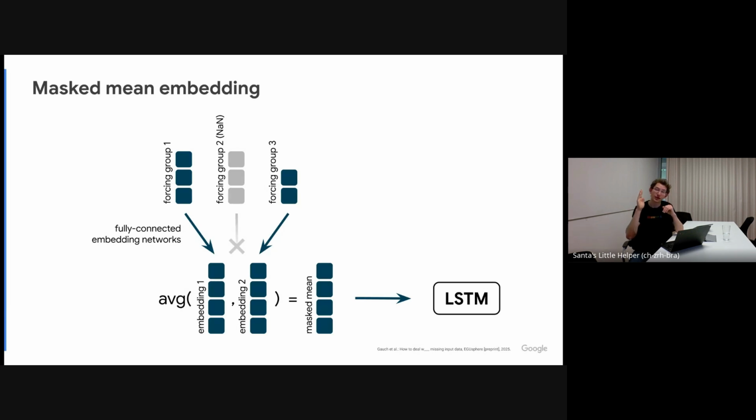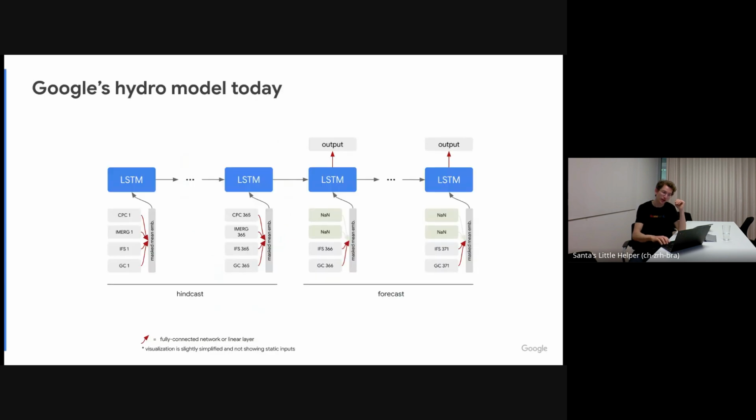And so then we have this embedding vector of a fixed size, and the size is fixed no matter how many data products I have available at the current time step. And so I can feed that into the LSTM, and now I'm able to run that LSTM all the way from the hindcast into the forecast portion of my input period, because the masked mean embedding is sort of dealing with the fact that some of the data is missing some of the time.